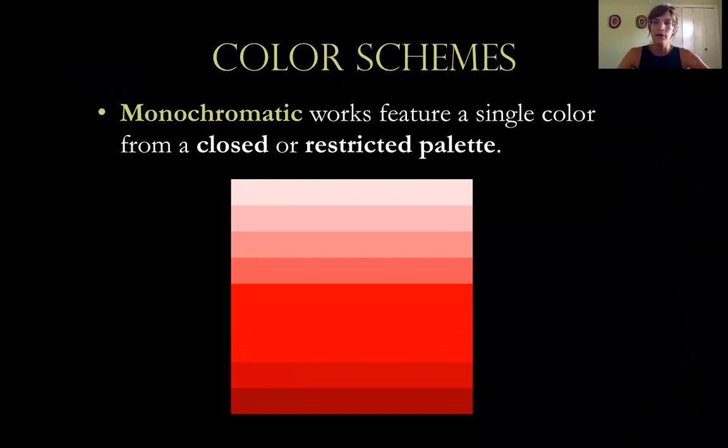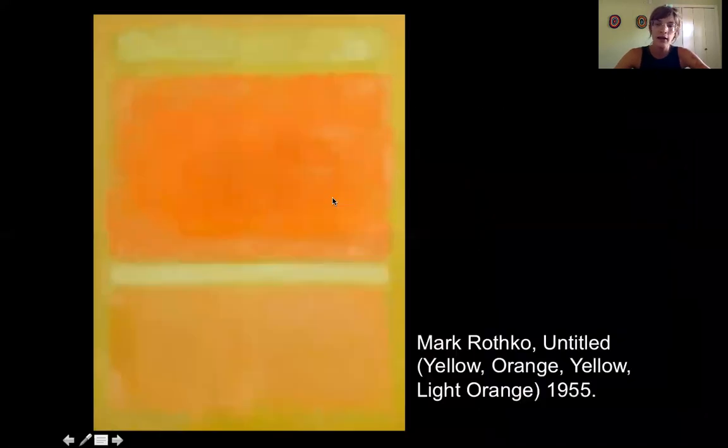Monochromatic, these are works that feature a single color or have a closed or restricted palette, so different shades of red, for instance, as you see here, different hues, you add more white, and then you get light pink. So these are monochromatic. Mark Rothko is an artist, a minimalist artist who uses a lot of monochromatic colors in his paintings. So here you see a painting in shades of orange, yellow, right, monochromatic.